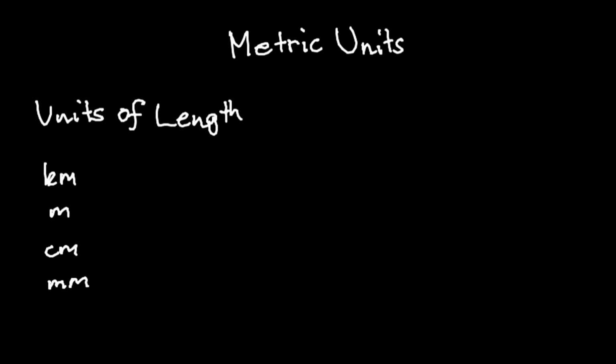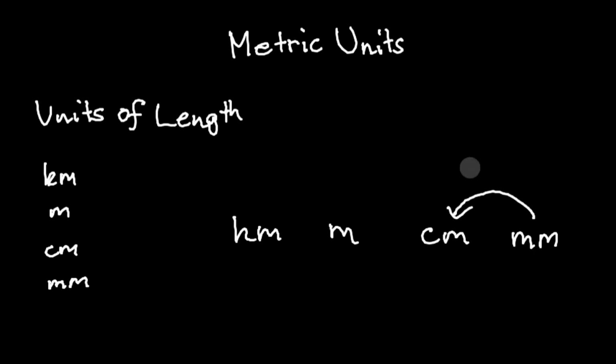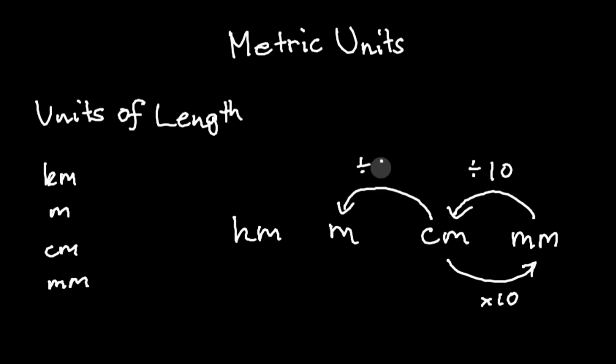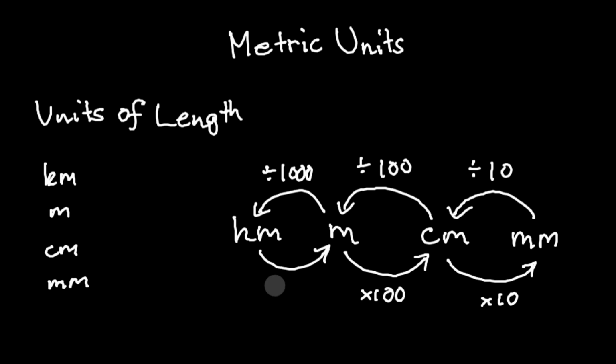Now, I can make a chart that's simple to see and can be used when converting between the units of length. If you wanted to convert from millimeters to centimeters, you would divide by 10. Centimeters to millimeters, you times by 10. Centimeters to meters, we must divide by 100. Meters to centimeters, times by 100. Meters to kilometers, divide by 1,000. Kilometers to meters, times by 1,000. Okay, so that's units of length.